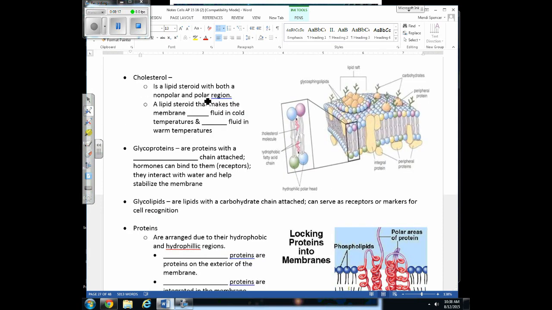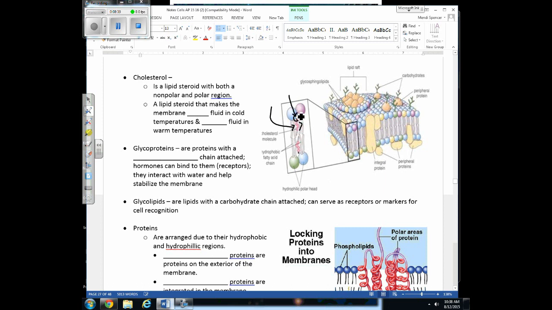Now, we've talked about cholesterol before. It is a lipid steroid, but unlike other fats, it has both a nonpolar and a polar region. So that explains why it's located where it's located in this membrane. So here is a cholesterol molecule, and you can see that they've denoted two different parts. So they're indicating this part is a little bit different from this part.